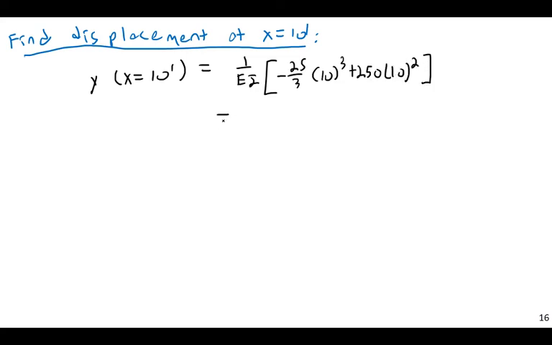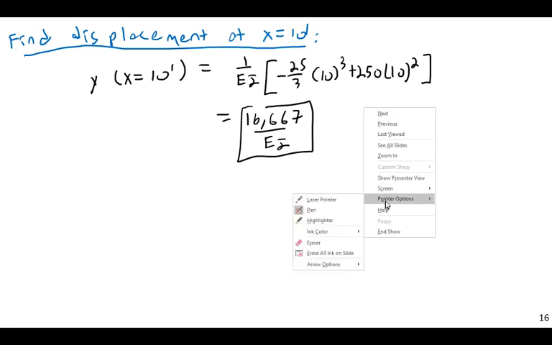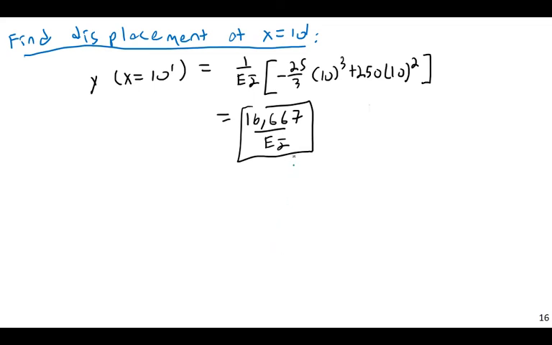And this then comes to 16,667 over EI. And so that's what the deflection is at x equals 10 feet. And the units would be kip feet cubed. Well, actually, we need to divide by EI in kip feet squared to make this equation valid. But the end result will actually be in inches, and it would be upward.